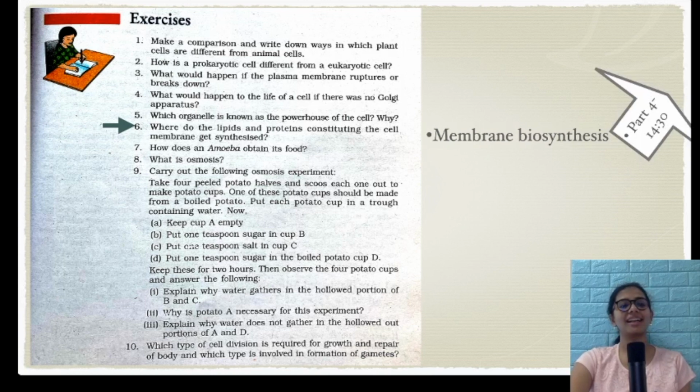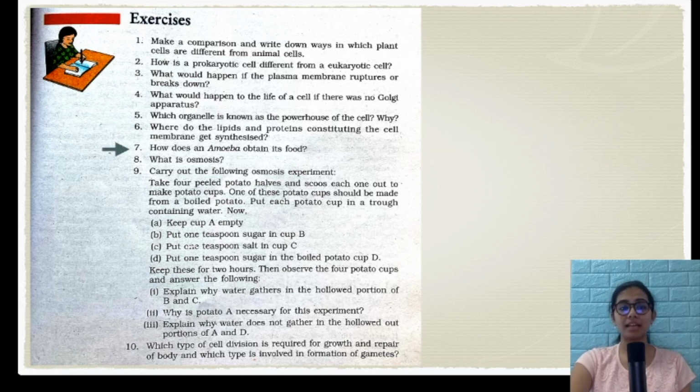Now, question number 7. How does an amoeba obtain its food? The direct answer is endocytosis, but you will have to explain what endocytosis is, right? So in that explanation, you need to say which organelle or which part of the cell helps in endocytosis and what exactly it is.